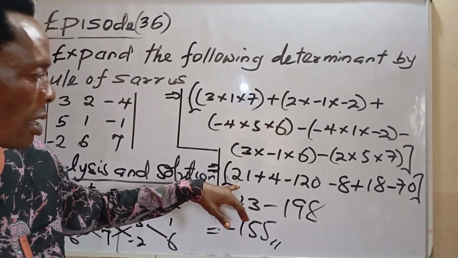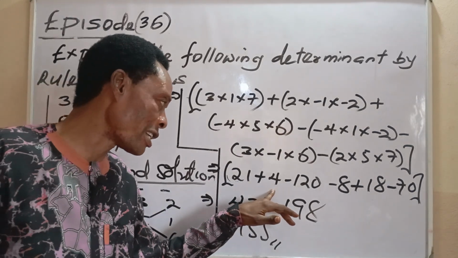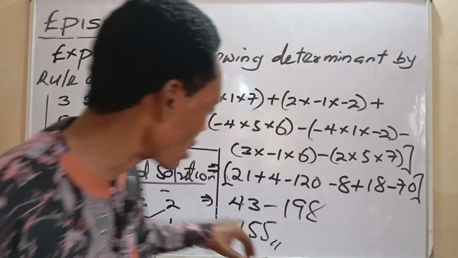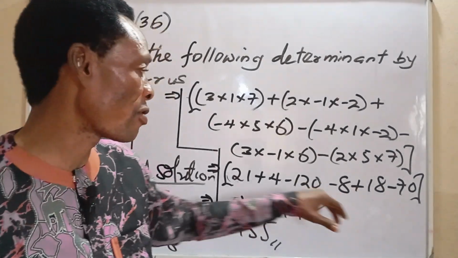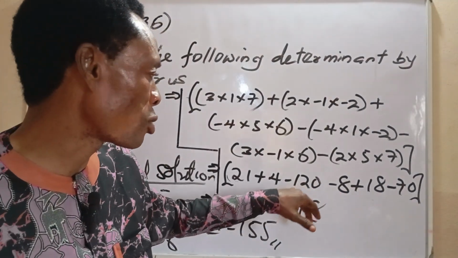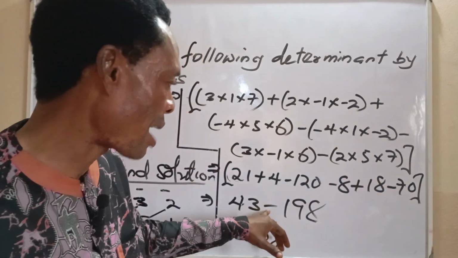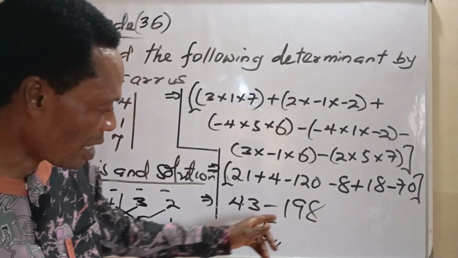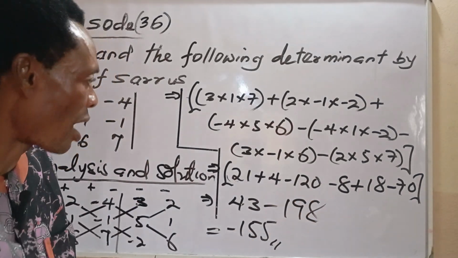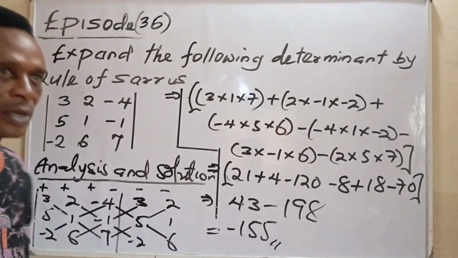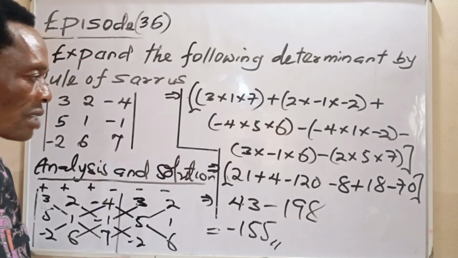You have seen what we have done here. We discovered that 21 plus 4 will give us 25. 25 plus 18 will give us 43. Then minus 120 minus 8 will give us minus 128. Minus 128 minus 70 will give us minus 198. So 43 minus 198 will give us minus 155, and this is the answer to this.